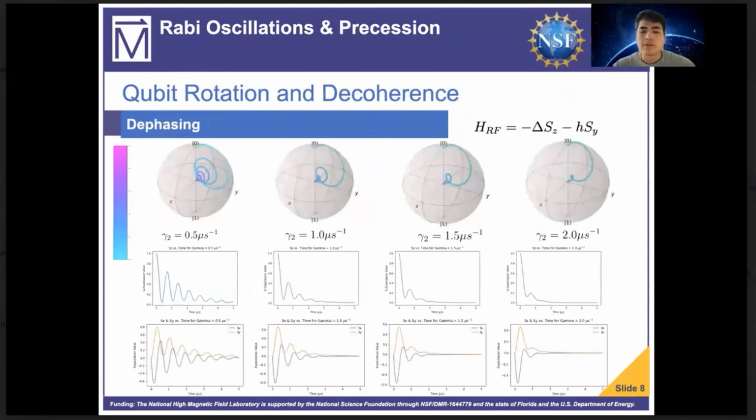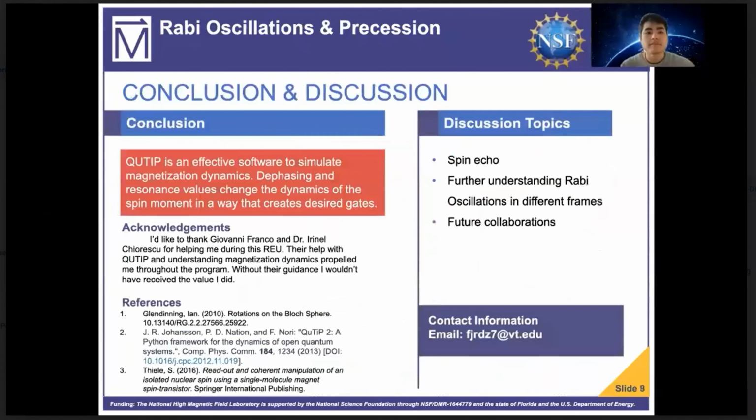Now, in order to see how effective that is, we have to look at the decoherence values or dephasing. This just signifies how much the microwave field needs to be increased in order to go through that quantum gate or through that rotation. Yeah, if anyone has any questions, go ahead and email me.